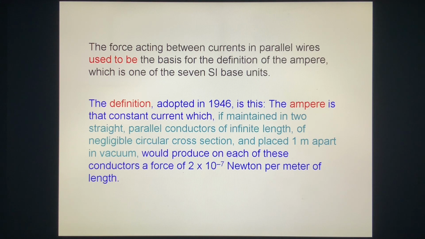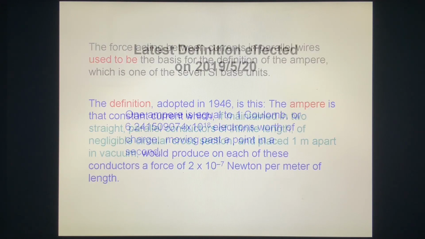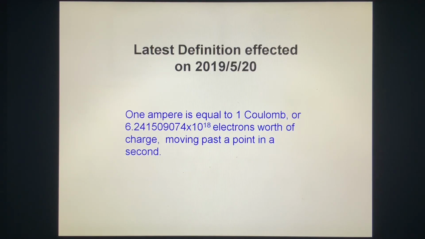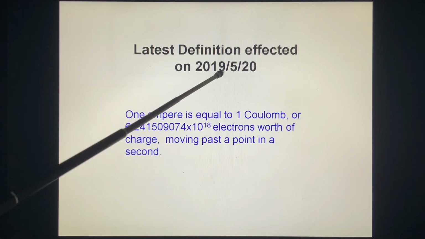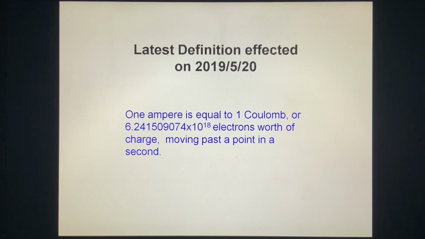This is very hard to measure, okay? So we have redefined it. The later definition, effective May 20, 2018: 1 ampere is equal to 1 coulomb, or 6.241509074 times 10 to the 18 electrons worth of charge, moving past a point in a second.